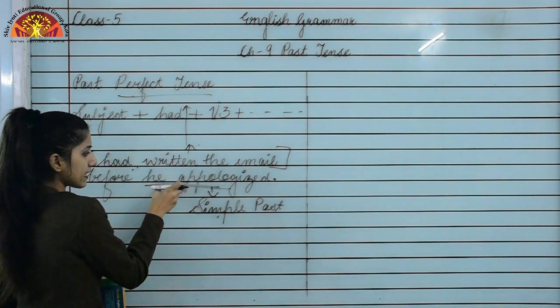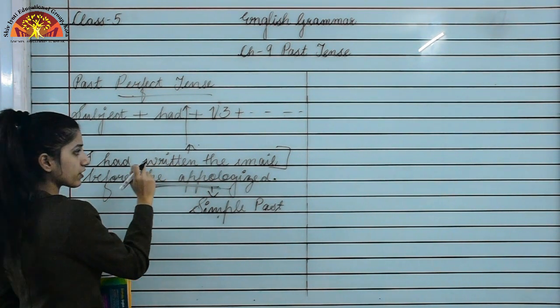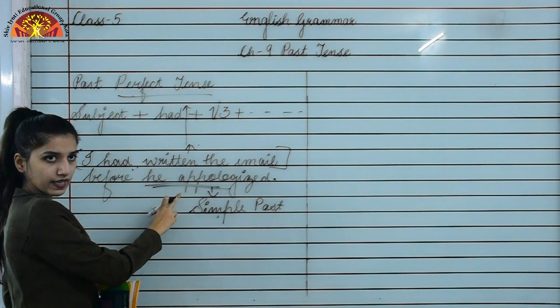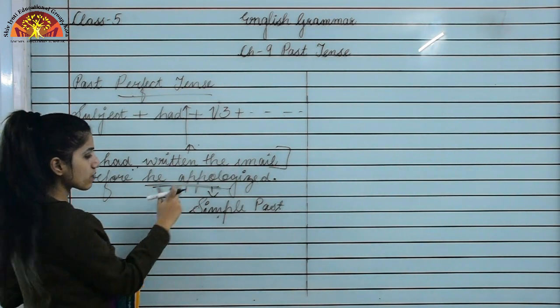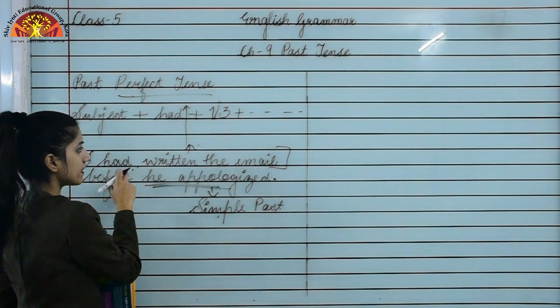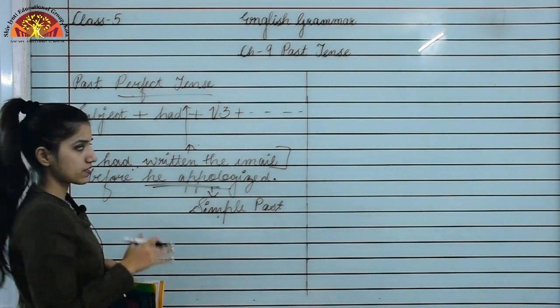Okay, so this took place after this action had been done, after the email was written, then the apology was made. So this action happened later. That is why this is in simple past, and the action that took place before this one is in past perfect tense. Okay, remember this thing.